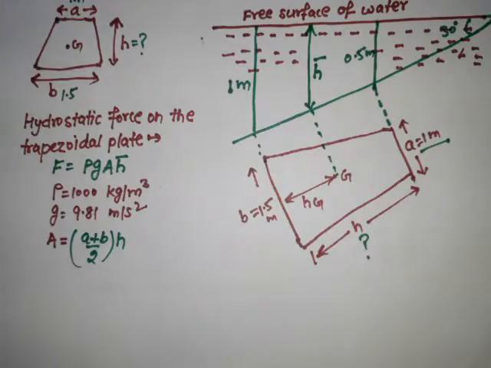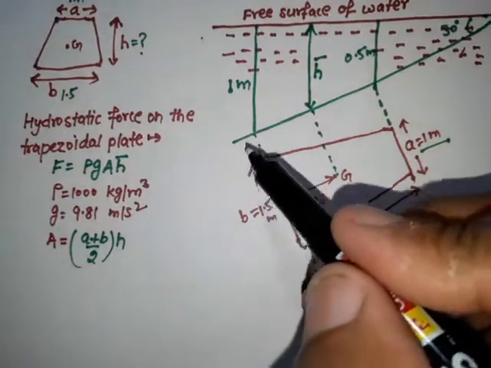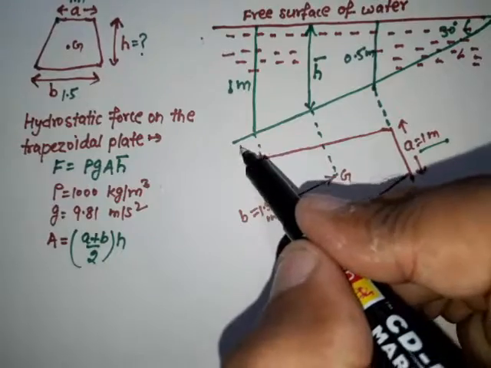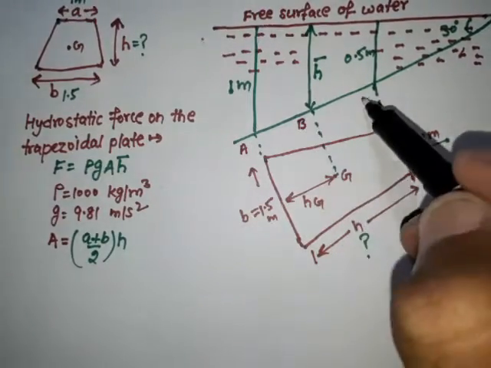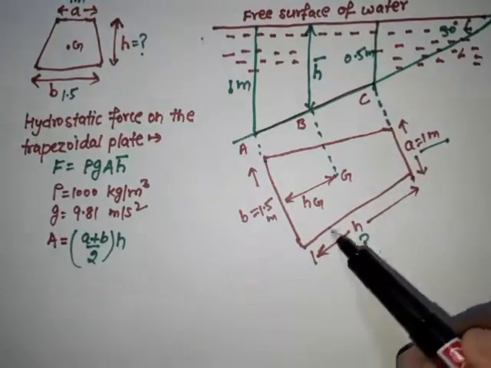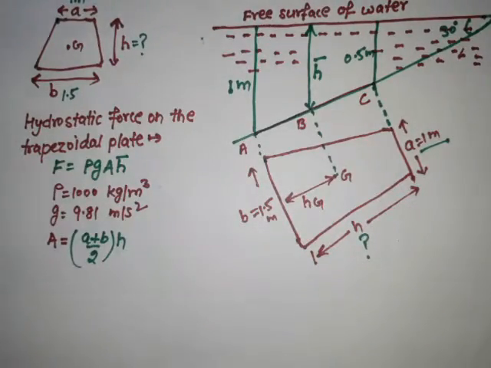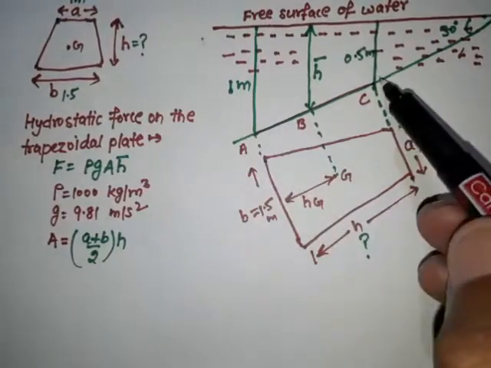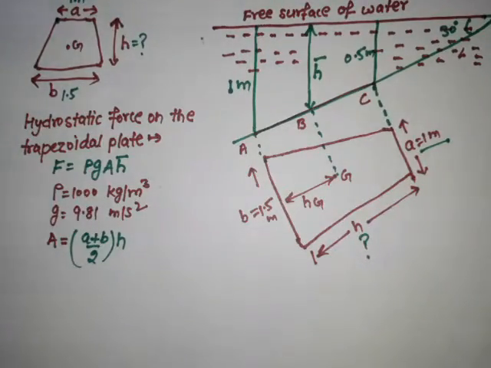So here, if I write the naming here, this is A, this is B, this is C. So AC is also equal to H. If we find the value of AC, we can easily find out the value of H.